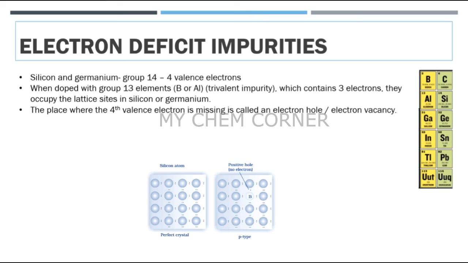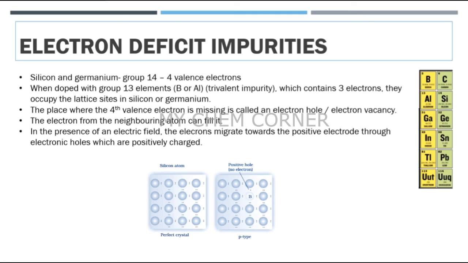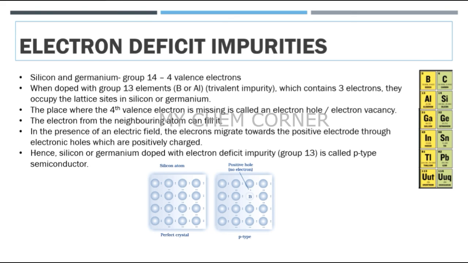What will happen to the 4th one? The place where the 4th electron is supposed to be present in the dopant is vacant because it has only 3 electrons. So here it is going to create an electron hole or an electron vacancy. Now the neighboring electron can try to fill that particular hole, and that positive charge is the one responsible for conduction of electricity in the electron deficit semiconductor. Because you have a vacant orbital in the group 13 element, the neighboring electron can keep shifting into that hole.